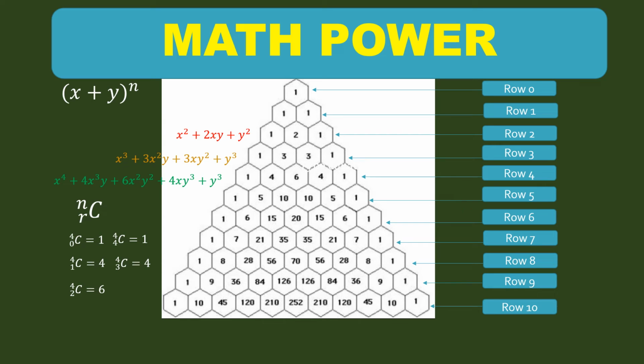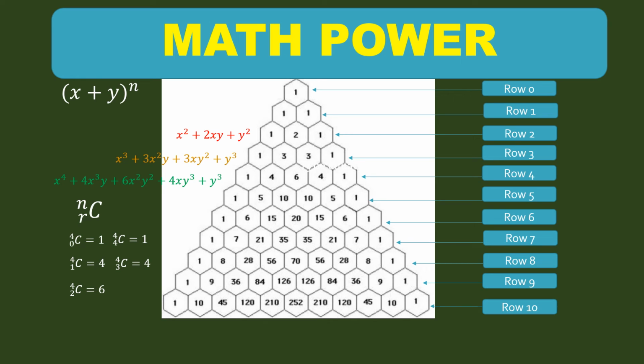These coefficients can also be obtained using combination n takes r. Let's say we are expanding the binomial to the fifth power. Then we shall have 6 terms. If I expand the binomial to the fourth power, I will have 5 terms. Let's expand it to the fourth power. The expansion is written in green color.